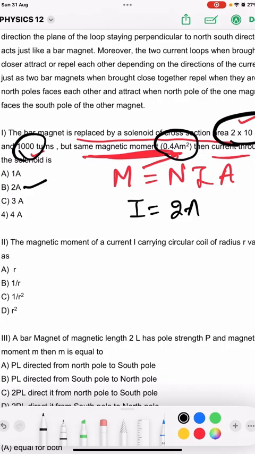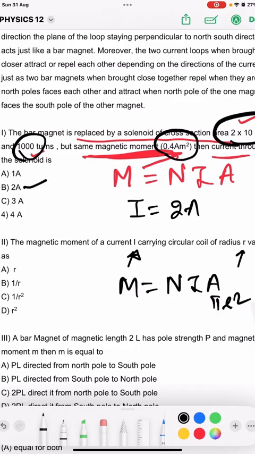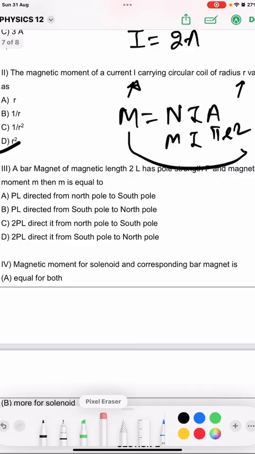Question number next. Magnetic moment of a current I carrying circular coil of radius r varies. So magnetic moment, I just told you, it is NIA and area is given as pi r square. So what is the relation between magnetic moment and radius? It is r square. So it's D.